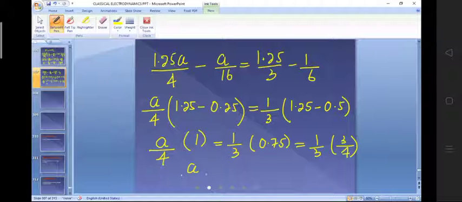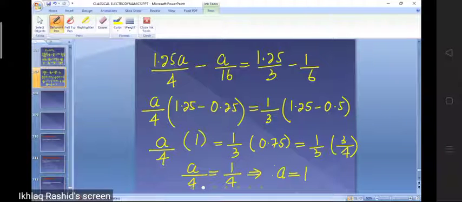So simply the final equation is that A divided by 4 is in turn equal to 1 by 4, which implies finally that the value of A is simply equal to 1. So यही है इसका आंसर. Okay. So the value of A is equal to 1. Fine. Is this clear to you or not?